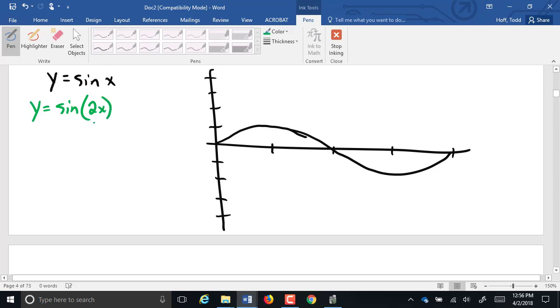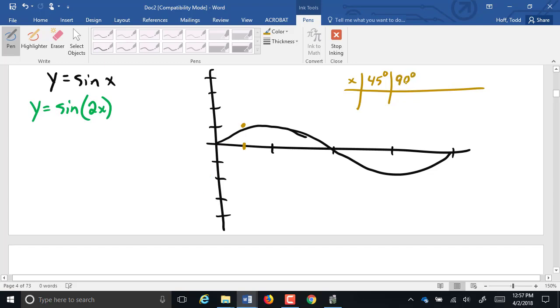Now, though, I put it as sine of 2x. What's that going to do? Well, now, if I make a table here, let's say x is 45 degrees. Well, it's not sine of 45, it's sine of 2 times 45. What's 2 times 45? 90. So at 45 degrees, it's going to act like it's at 90, which is right there.